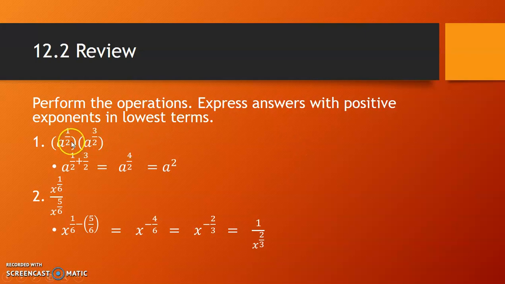So for this first one, a to the 1/2 times a to the 3/2, we add those fractions. So 1/2 plus 3/2, which would technically be 4 over 2, which reduces to 2. So that's why I got a squared. For the second one, I subtract my exponents, so you can see I have 1/6 minus 5/6. Now that's going to give me a negative 4 over 6 here. So then I can reduce that to negative 2/3, but we talked about how you cannot have negative exponents, so you have to drop that whole quantity down to the bottom of the fraction. So we just put a 1 on top over that x to the 2/3 power.